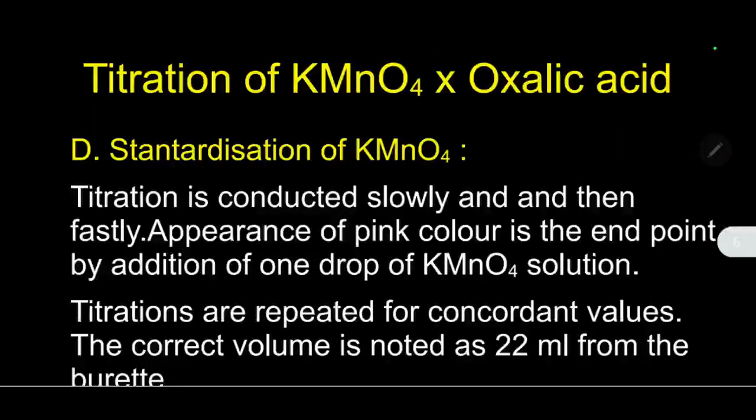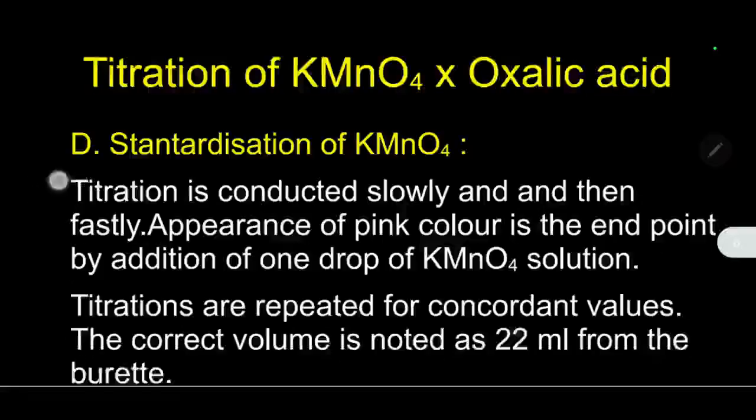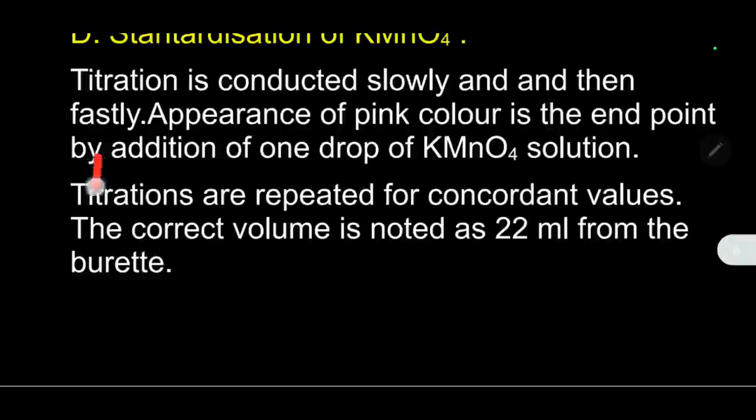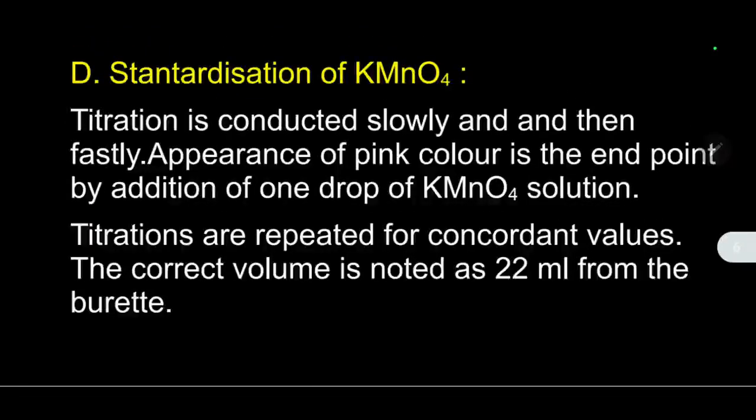Now, the titration is conducted slowly and then fast. In the beginning we have to conduct it slowly because the reducing agent oxalic acid is a very weak acid, so the reaction will be very slow. So the titration is conducted slowly first, dropwise, and then fast.